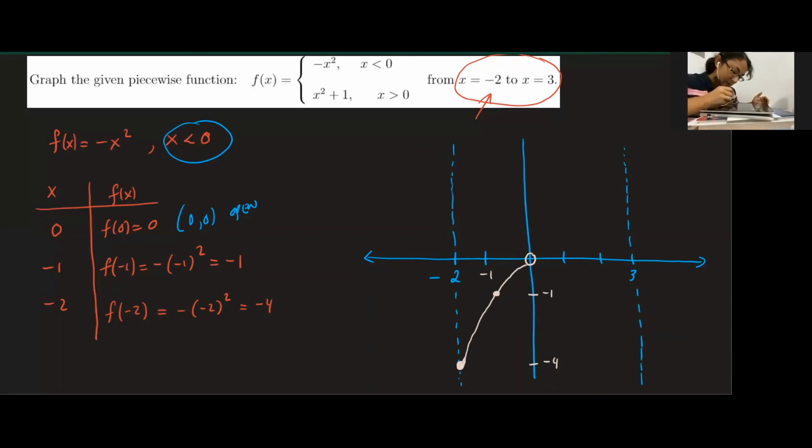So keep in mind that this one, I didn't draw an arrow on the bottom. I'm not doing it like this because the graph has to end at -2. That's what's given in the question. So we'll just close the circle in. So that's the graph of this piece.